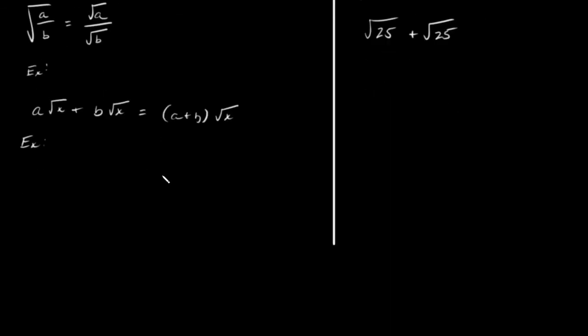So the idea here is if you had 5 square roots of 2 plus 7 square roots of 2, that would equal, like, this is like 5 apples plus 7 apples. You have 12 apples, or square roots of 2. This is the property at play here. If you have multiple terms where you have the same square root, you can combine the terms just like they're like terms. Right? That's the idea here.